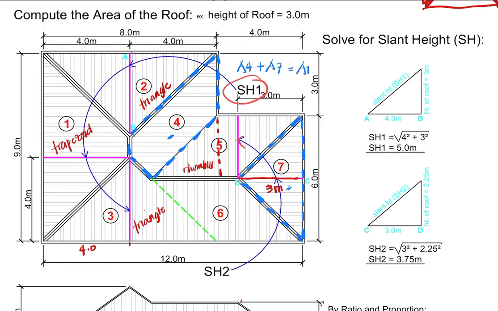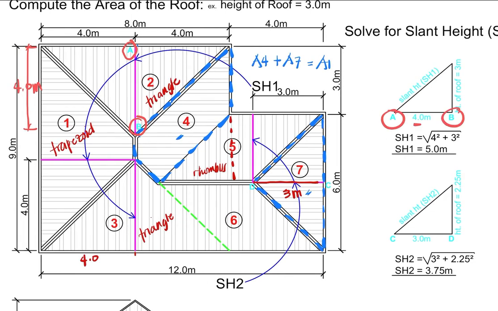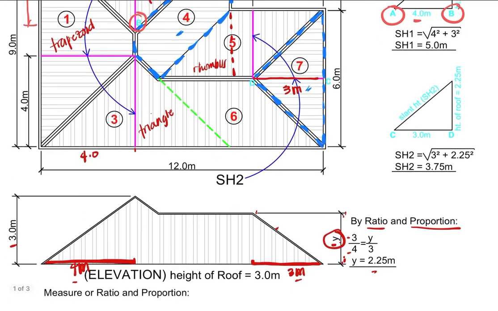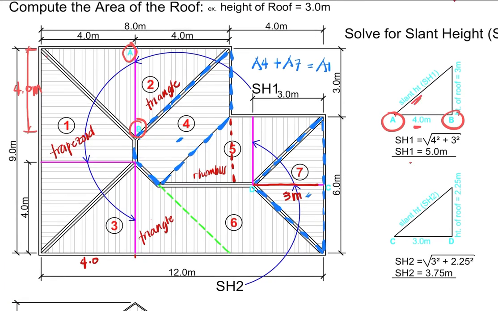So to solve for the slant height, just use the Pythagorean theorem. You just measure this length from point A to point B, and that is 4 meters, and this roof is 3 meters high. So to solve for the slant height, that is the square root of 4 squared plus the height of the roof, 3 squared. Therefore, you have your slant height equal to 5.